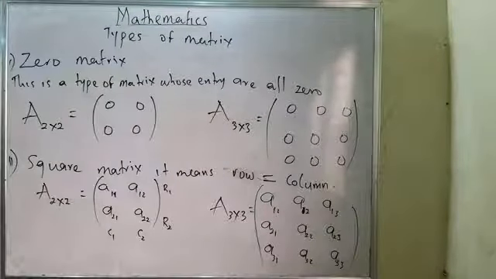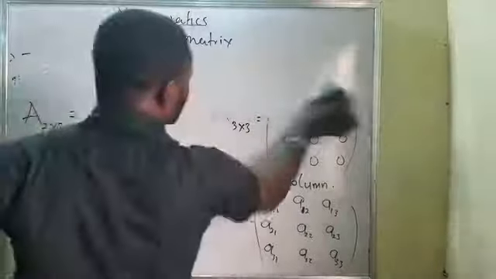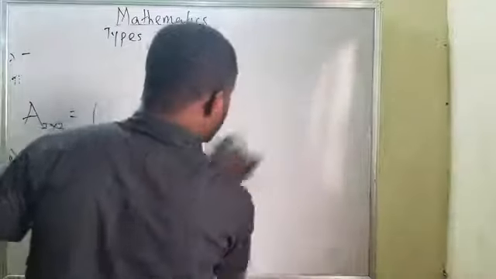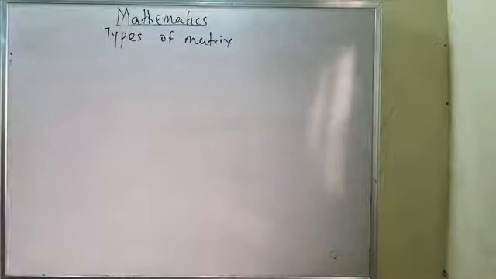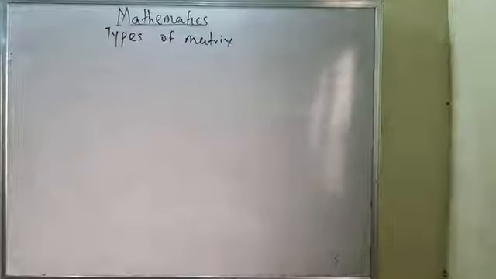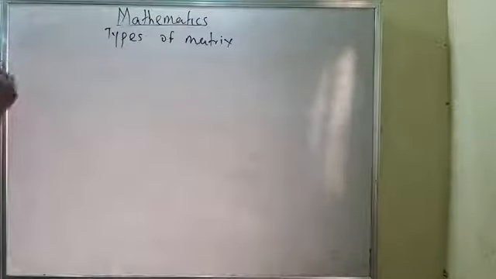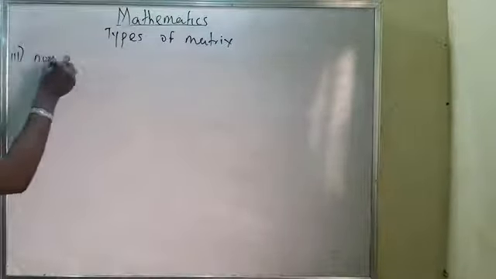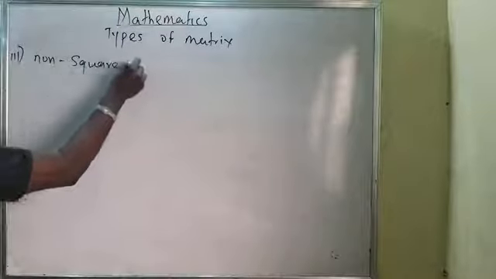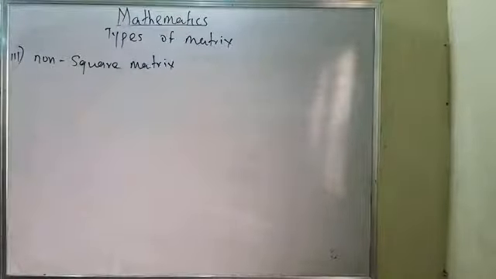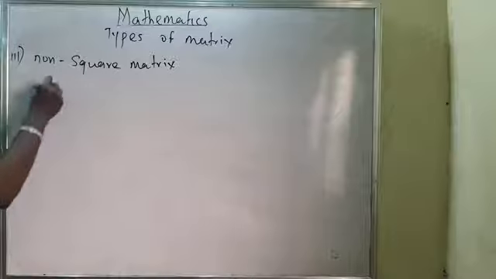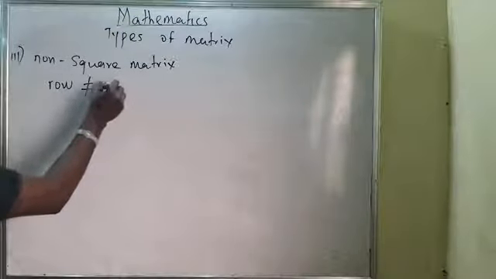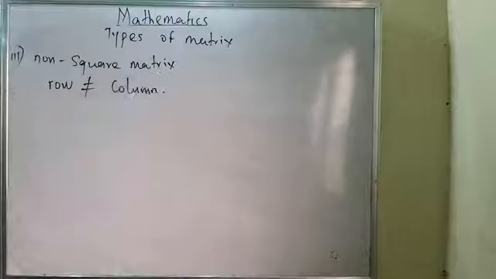Okay, now I'll be talking about the next one, a non-square matrix. That will be type 3. It's another type of matrix, and you must know how to handle such a matrix. It means my row is not equal to my column.